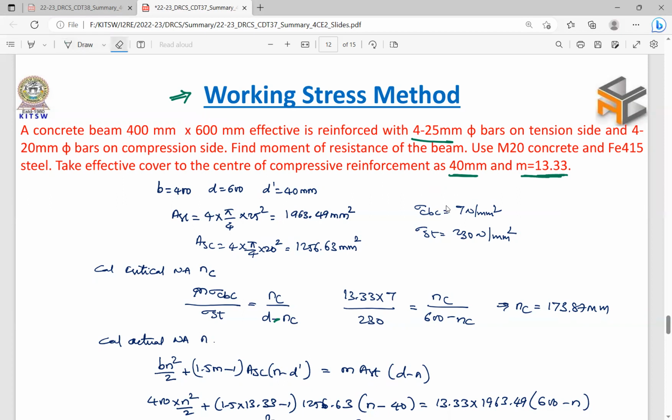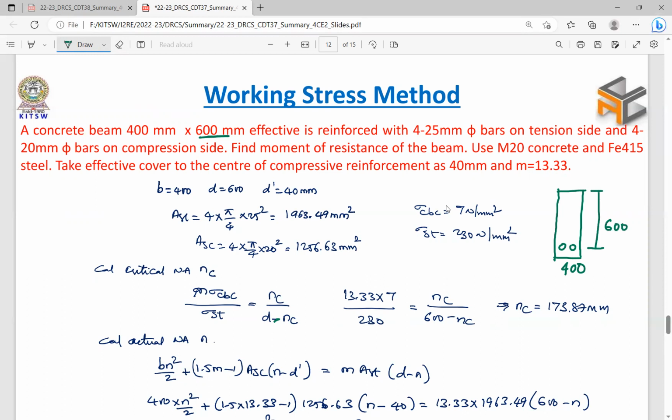So first of all, we need to write the given data. It is given a doubly reinforced beam, so we have to draw the section first. This is the section of a doubly reinforced beam. Width is given as 400 mm and the 600 mm depth is given. This is not the overall depth; the effective depth is given. So 400 mm, and 600 mm we need to write here.